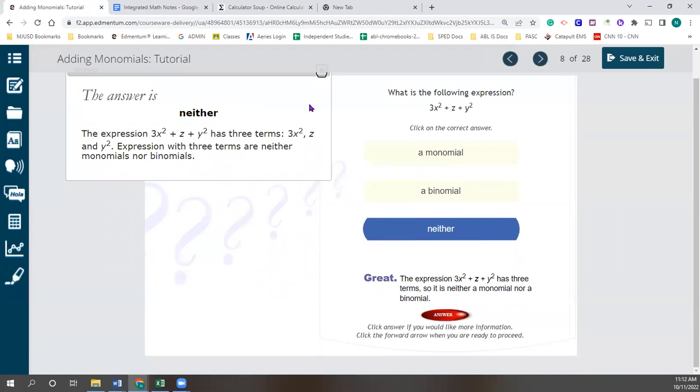Great. Here's the answer. The expression 3x squared plus z plus y squared has three terms: 3x squared, z, and y squared. Expressions with three terms are neither monomials nor binomials. They're polynomials.